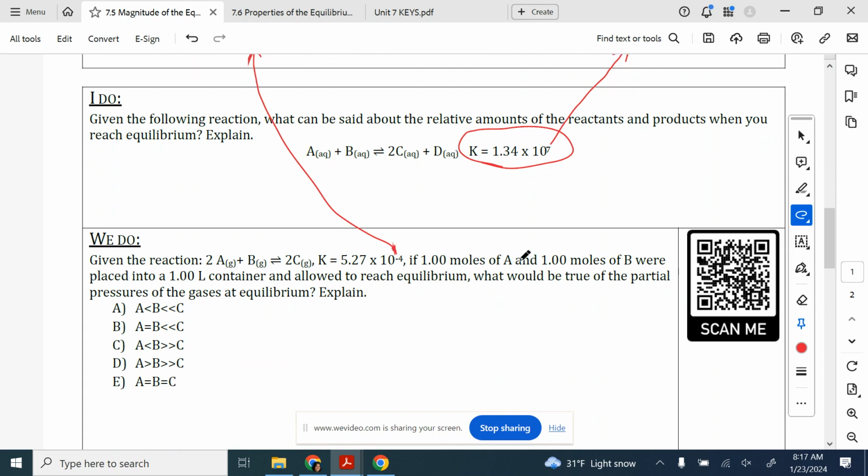If 1 mole of A and 1 mole of B were placed in a 1 liter container, that means that we have 1 molar of this and 1 molar of that, and allowed to come to equilibrium, what would be true of the partial pressures of the gases at equilibrium? If we have 2A plus B, that means that we're going to use up 2 of A for every B. We also know that we're going to have a much larger amount of this stuff than this stuff created because our K value is very small. Does that make sense? All right.